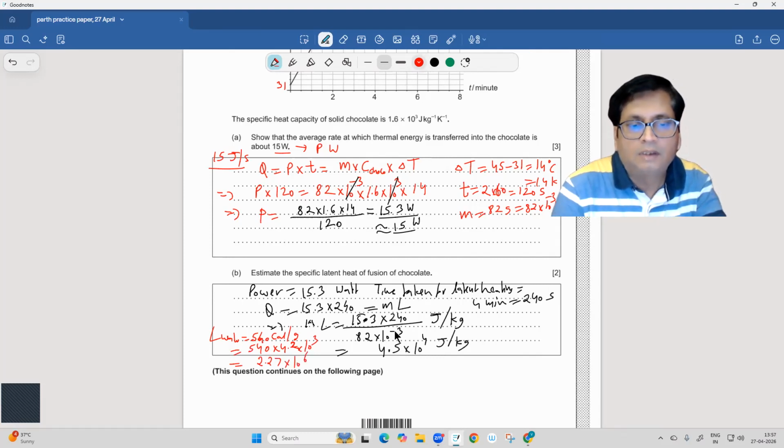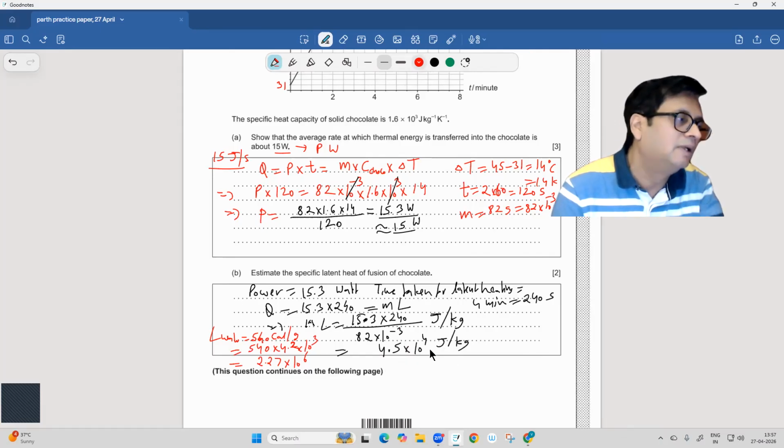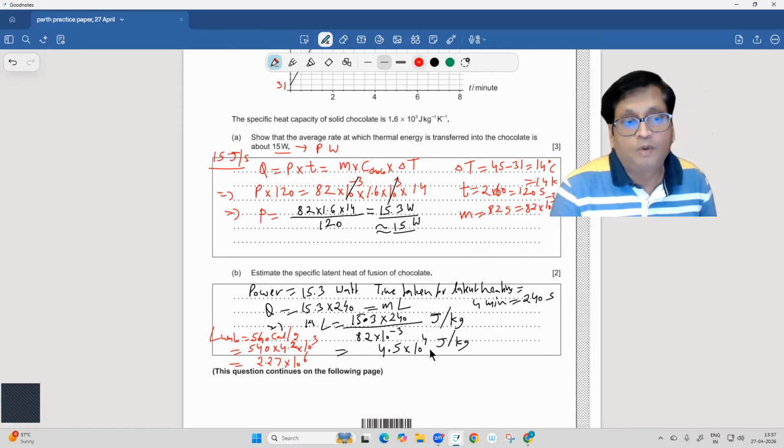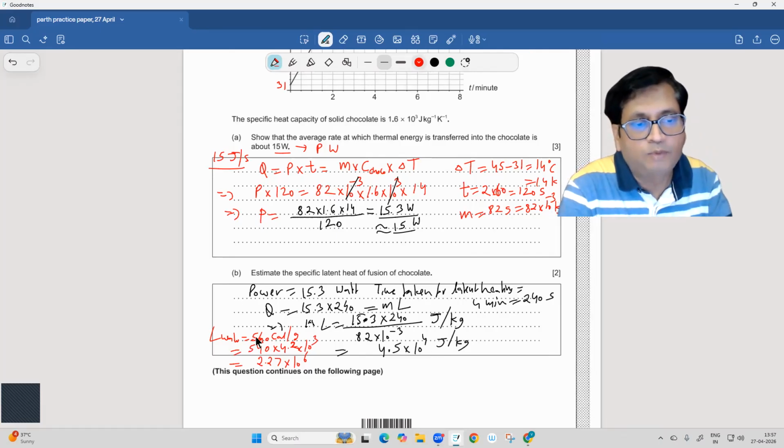Okay, this is 82, right? This is near 45 into 10. So the chocolate's is much lesser, easy to melt, right? No, this is just melting. I'm sorry, melting is much lower for water. This is what boiling is. I made a mistake. We are talking about ice to water here, right?